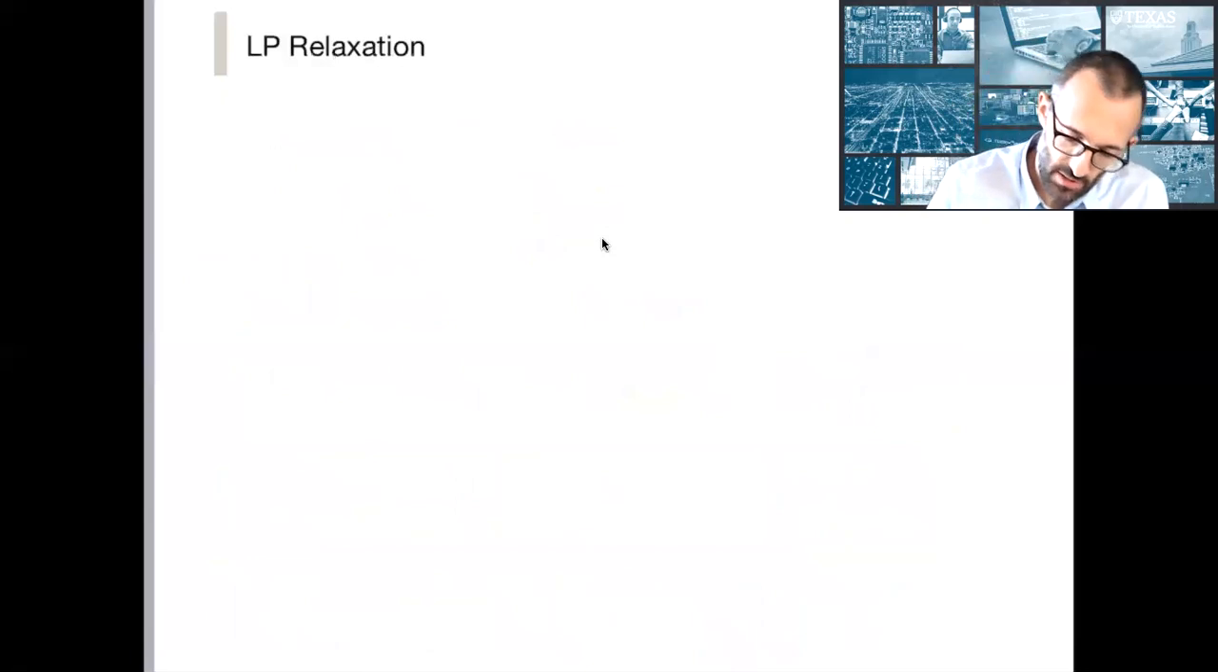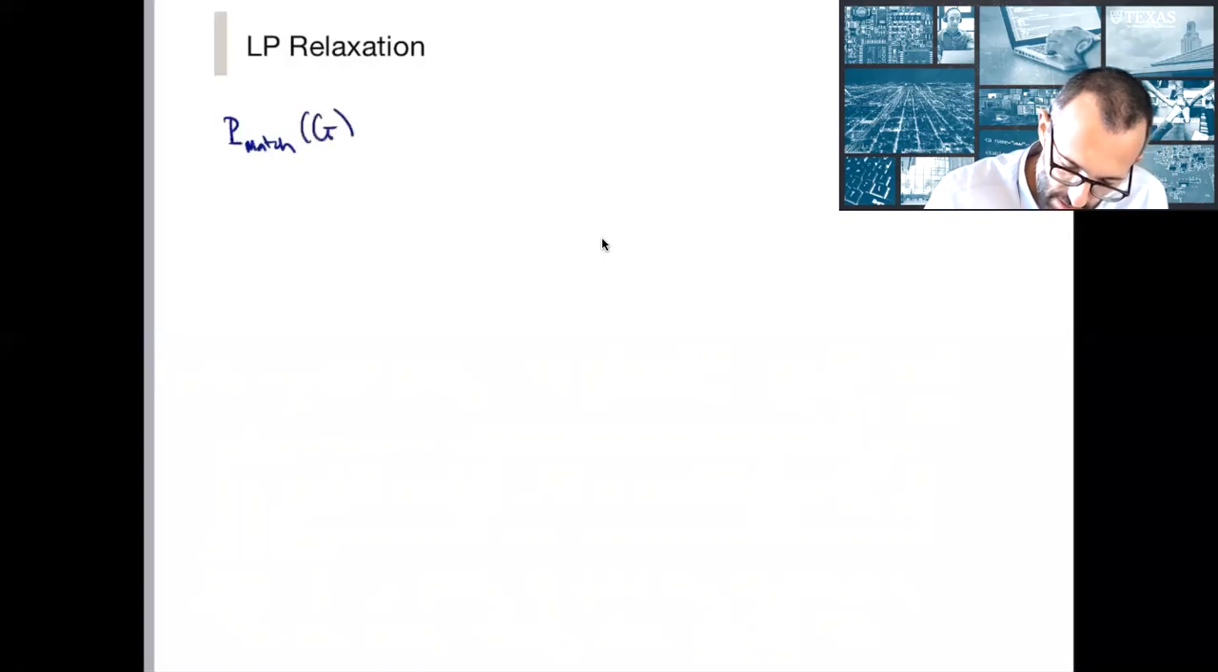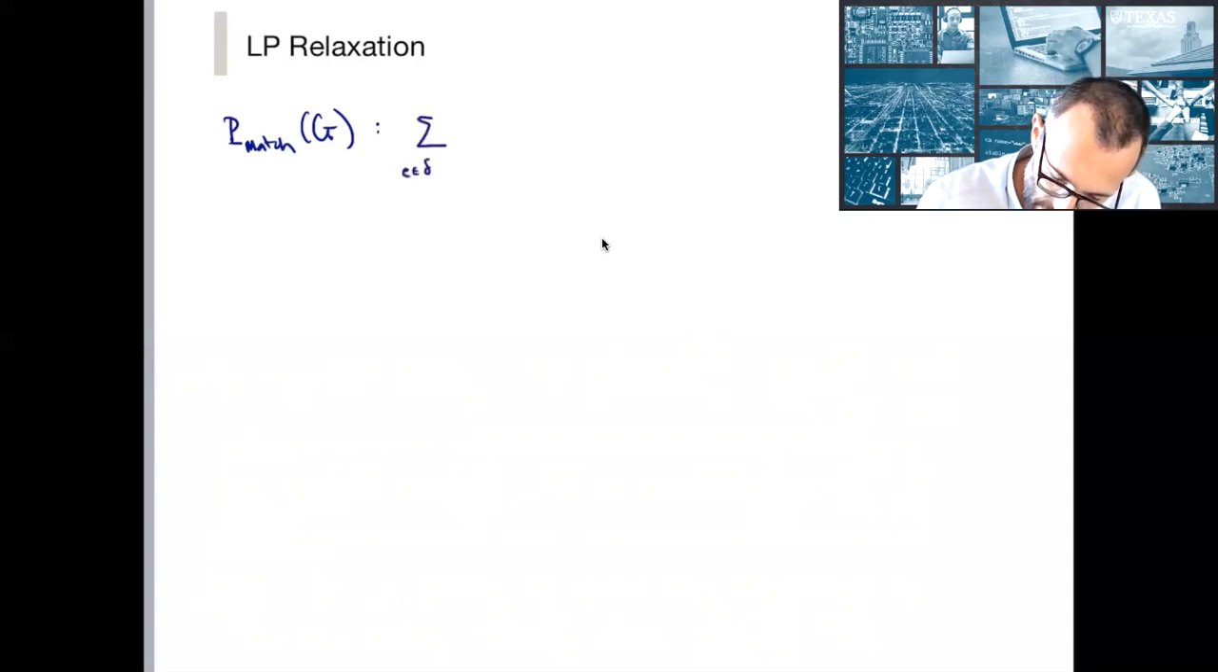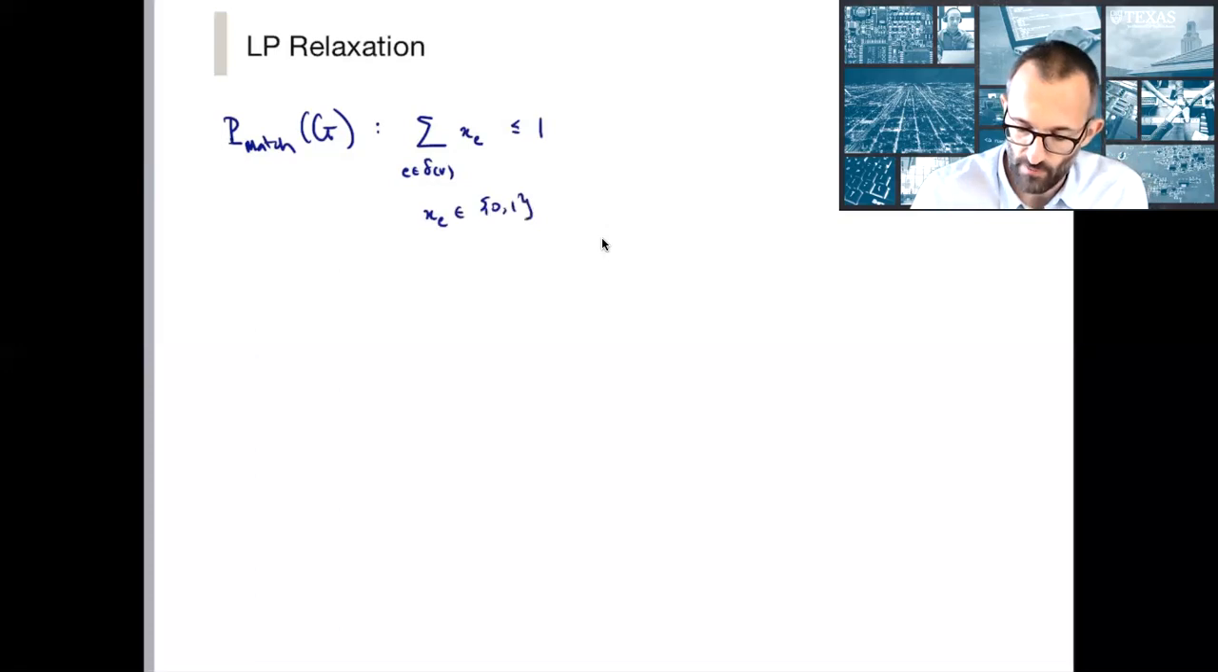Let's write down its LP relaxation. Actually, let's write down what we had on the previous page and just make a simple observation: that this is really the convex hull of all vectors that satisfy the sum over e in delta of v of x_e less than or equal to 1, subject to x_e in {0, 1} for every e.